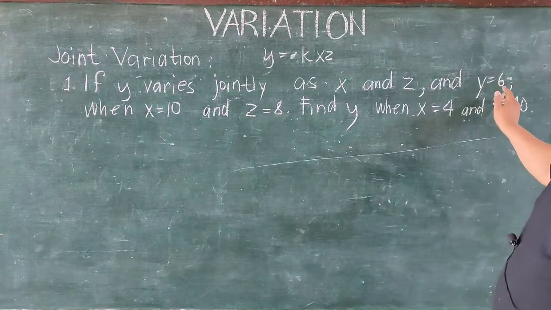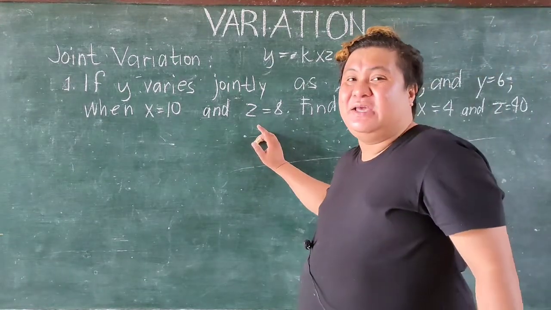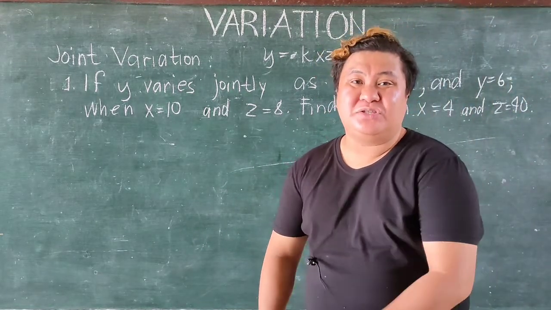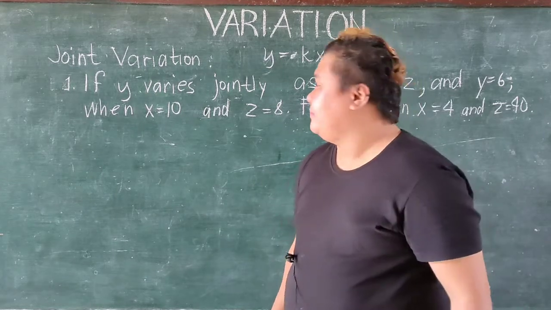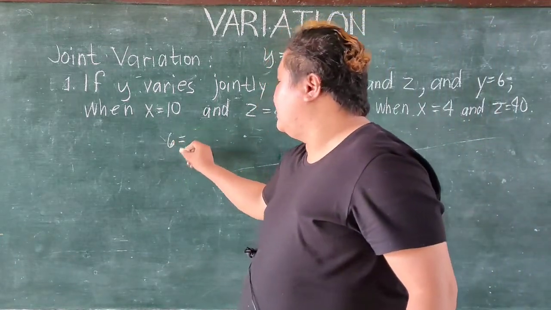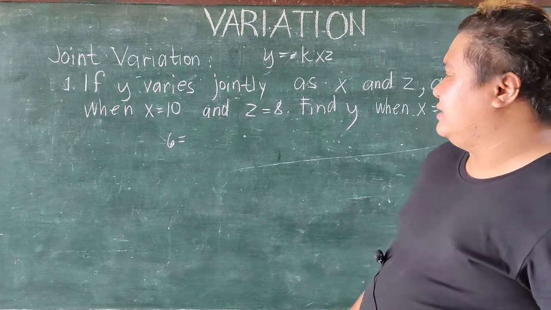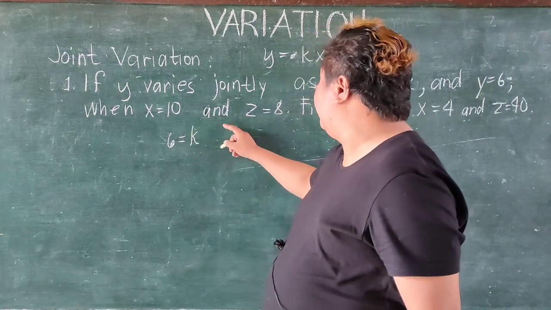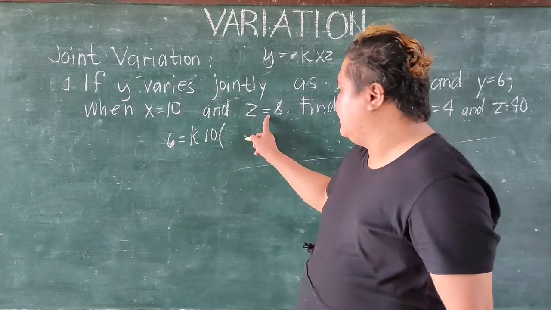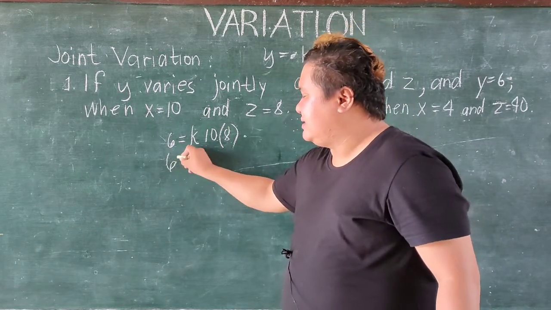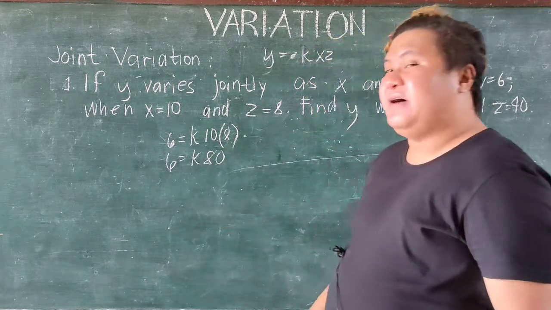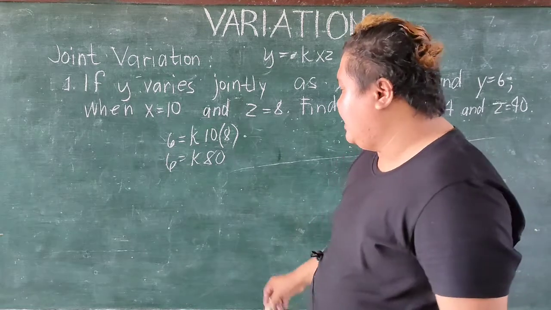Then, since we are given a value of y, a value of x, and a value of z, we're going to find the value of k. So what we're going to do is just substitute. Y is 6 is equals to k, the value of x is 10, and the value of z is 8. So 6 is equals to k, 10 times 8 is 80, and then divide both sides by 80.